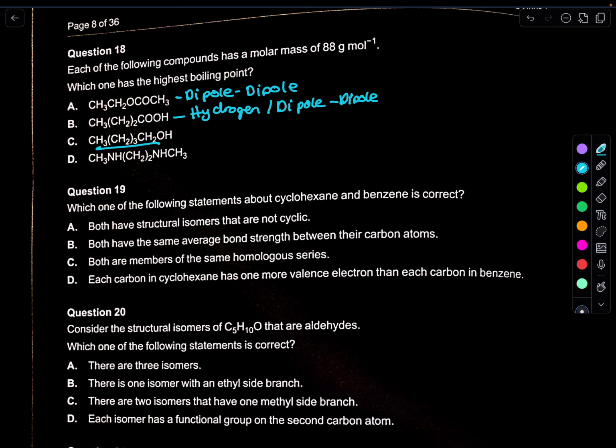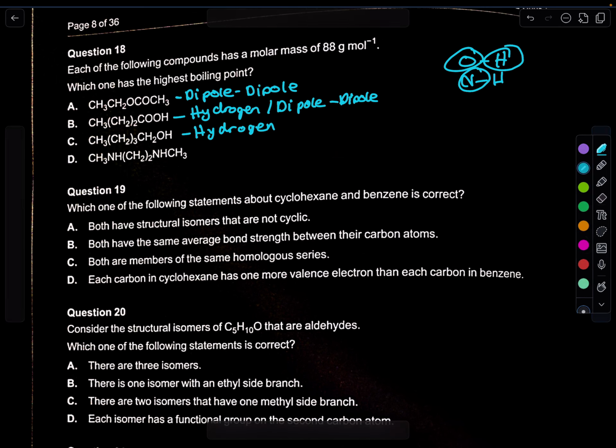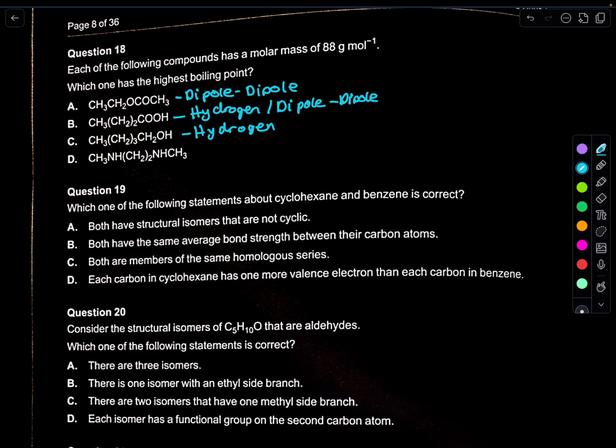Next one, this one over here only has OH, which is, of course, hydrogen bonding. It's an alcohol. This one over here also only has hydrogen bonding. It's N to H. Remember, hydrogen bonding is only formed from OH or NH or FH, when hydrogen is close to oxygen, nitrogen or fluorine. So this one also forms just hydrogen bonding.